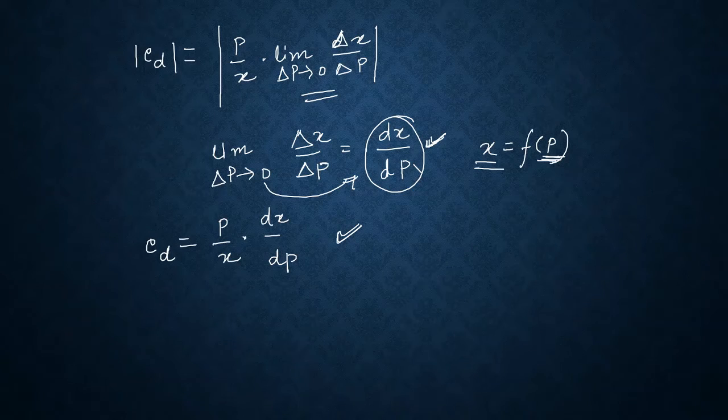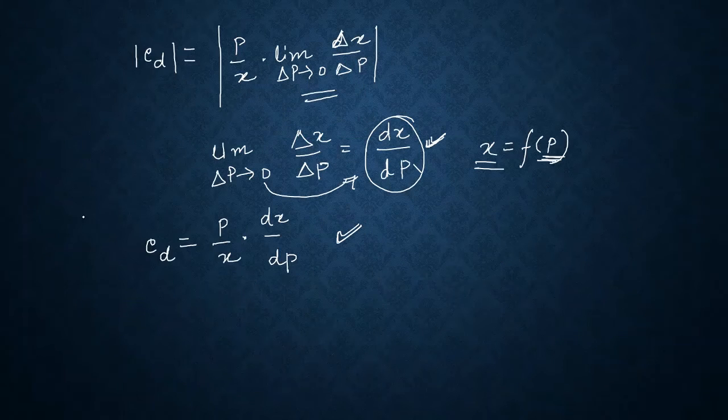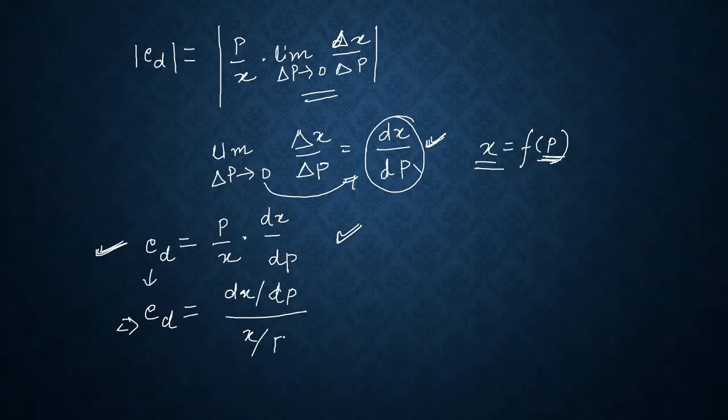You have seen that this is the arithmetic formula of elasticity of demand, and this is the elasticity of demand in the form of differential calculus. Now let's see the elasticity of demand in terms of marginal quantity and average quantity. We can also write this as dx upon dp upon x upon p, with the negative sign also here.